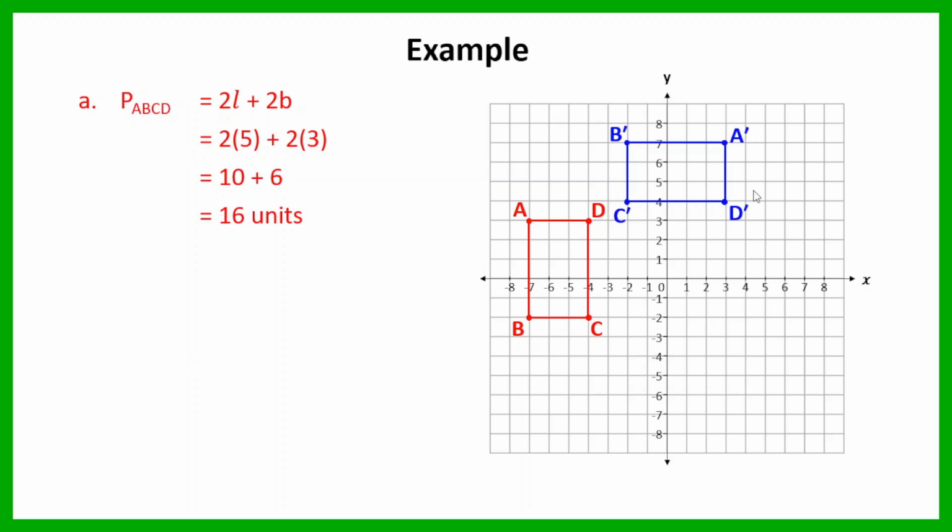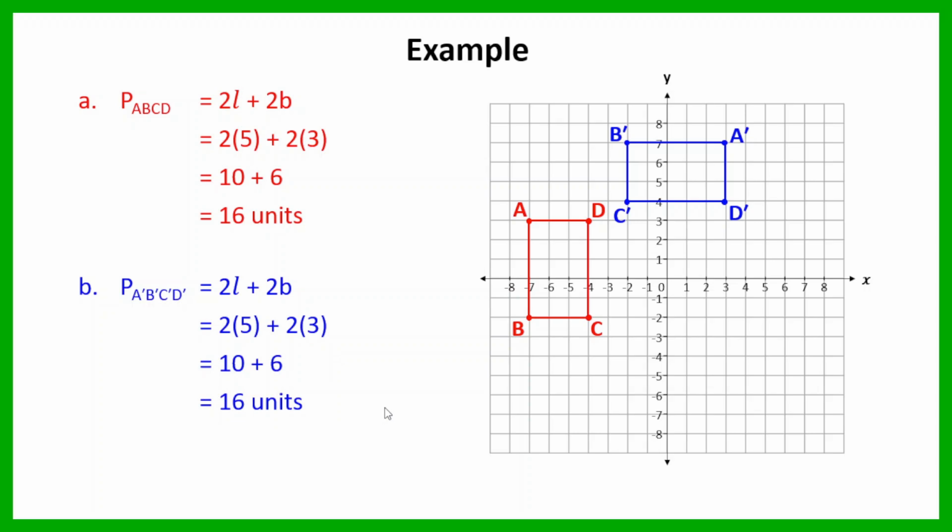Now let's work out the perimeter of the image of ABCD after the rotation. Again, I'm going to use my perimeter formula. The length is also 5, just like it was over there, so I've got 2 times 5. And then the breadth is also 3, so I've got 2 times 3. That gives me 10 plus 6, which is 16 as well. So both of them have got a perimeter of 16 units.